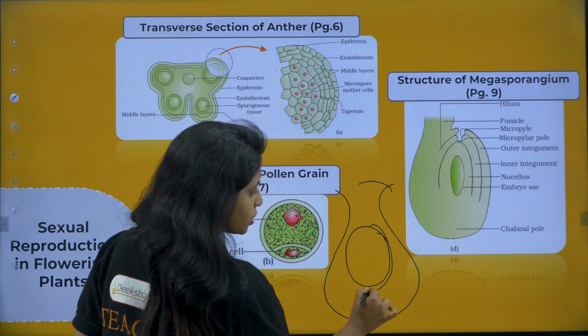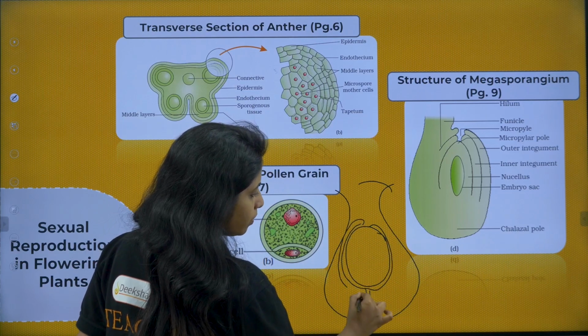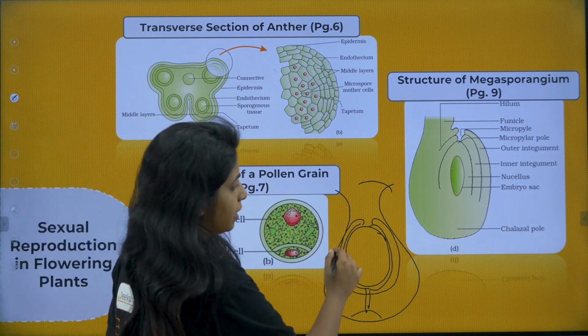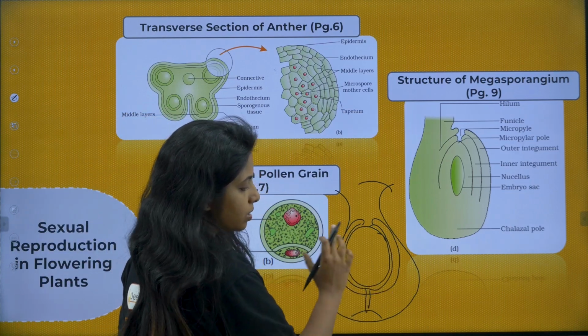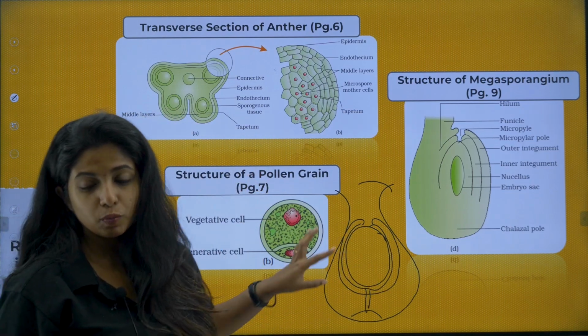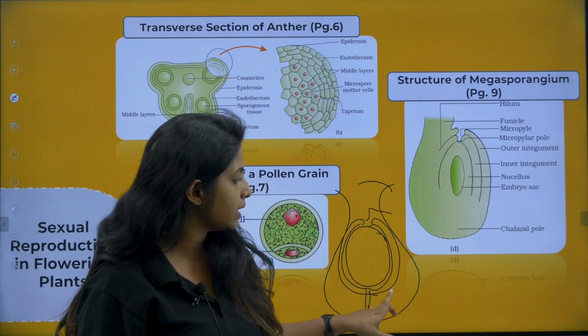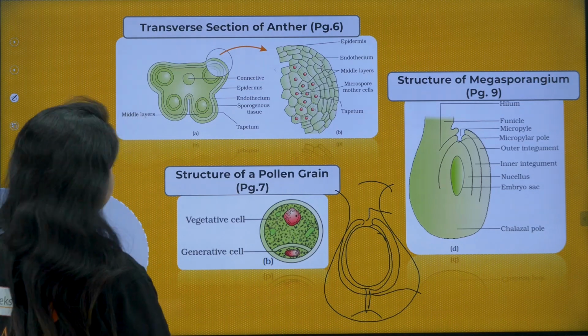Now this ovule has two integuments. One is this, and there is one more, that is this, the outer integument. Okay, and then here there will be the embryo sac and nucellus and all these things. So you should know about this body. This end is known as the micropylar end, where there is an opening, and this end is known as the chalazal end. Cool?